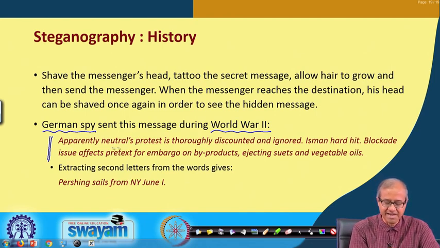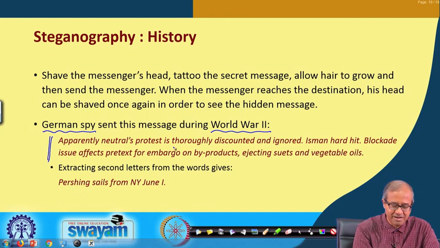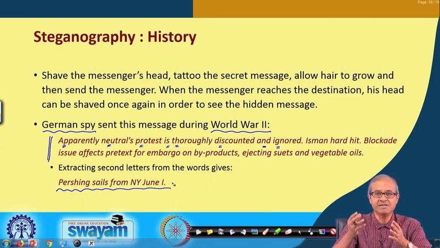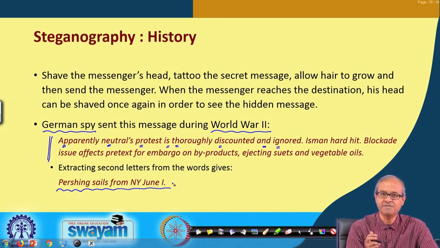If we extract the second letter of each word, like I extract this P, E, R, S, H, I, N, G and so on, then you extract something like this: Pershing sails from New York June 1. Pershing is maybe the name of a ship. So, this is an information which you are sending to someone else, so that that person may be able to attack or do something based on that. Okay. So, this was one of the very old forms of steganography.